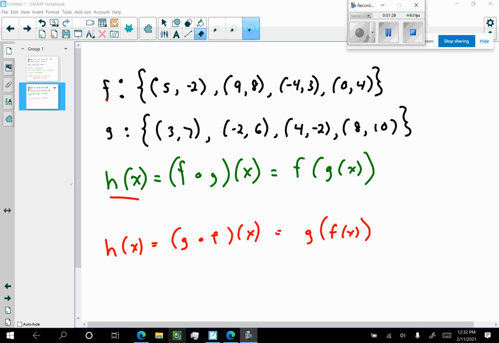So we're going to look at these two functions, and we're going to find out which one exists, which one doesn't exist. They may both exist. The first thing I'm going to do is try to find the red h of x. So I'm going to try to find g of f of x. And the first thing I have to do is look at the domain of f of x, i.e. the inputs of f of x.